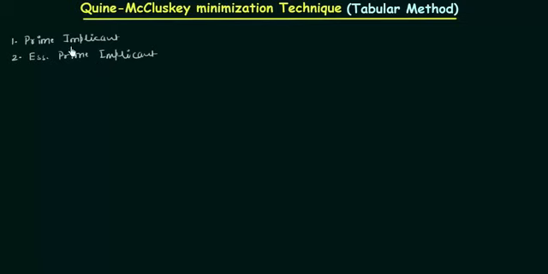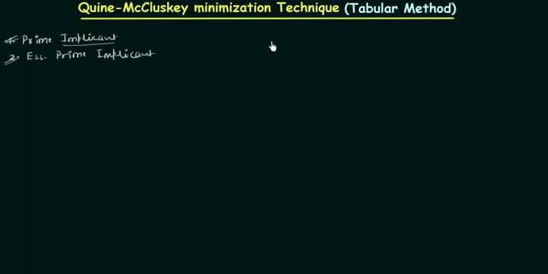Implicant is nothing but a group of ones, and prime implicant is the largest possible group of ones. Essential prime implicant is a prime implicant having at least one minterm that cannot be combined in any other way. So this is all that you should know about prime implicant and essential prime implicant before moving to the tabular method. We will take one example to understand all the steps involved in the tabular method.